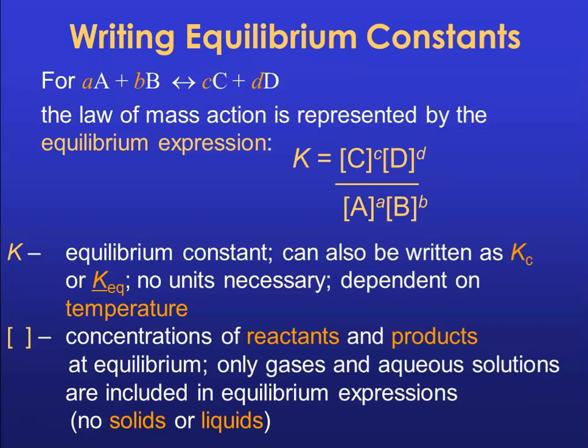So your concentrations are raised to their coefficients. We only include your substances that are able to have concentration changes as a result of temperature changes. And so that's going to be your gases and your aqueous solutions. Your solids and liquids, being incompressible, will never be included in an equilibrium expression. So you'll never see aluminum as a solid. You would never see pure water as a liquid, but you could see a solution of aluminum chloride be included in your equilibrium expression, or you could see a gas such as oxygen be included in your equilibrium expression.